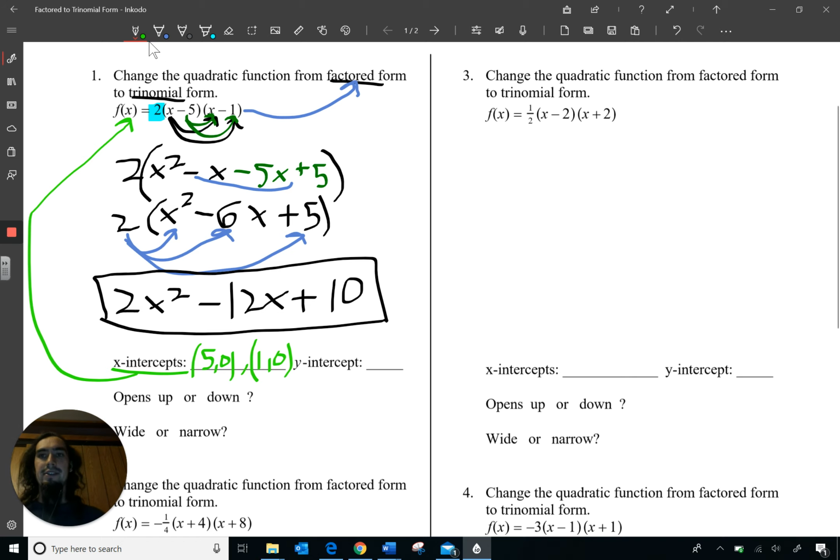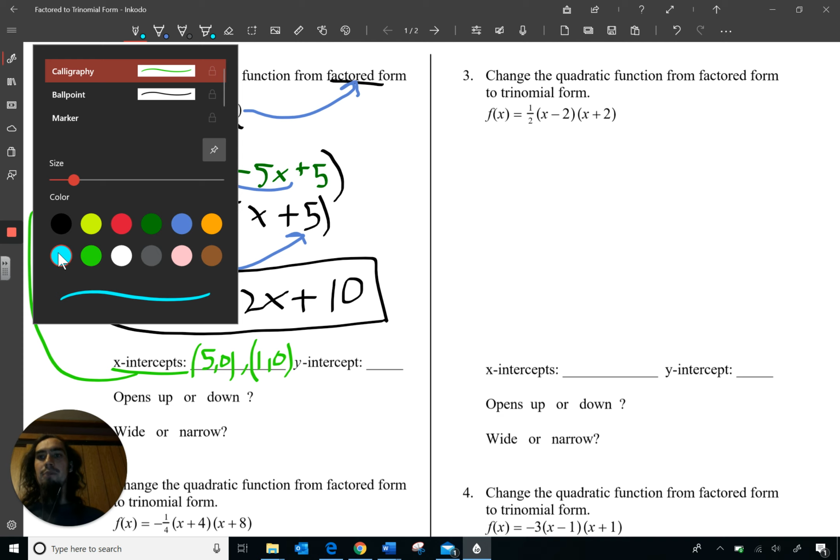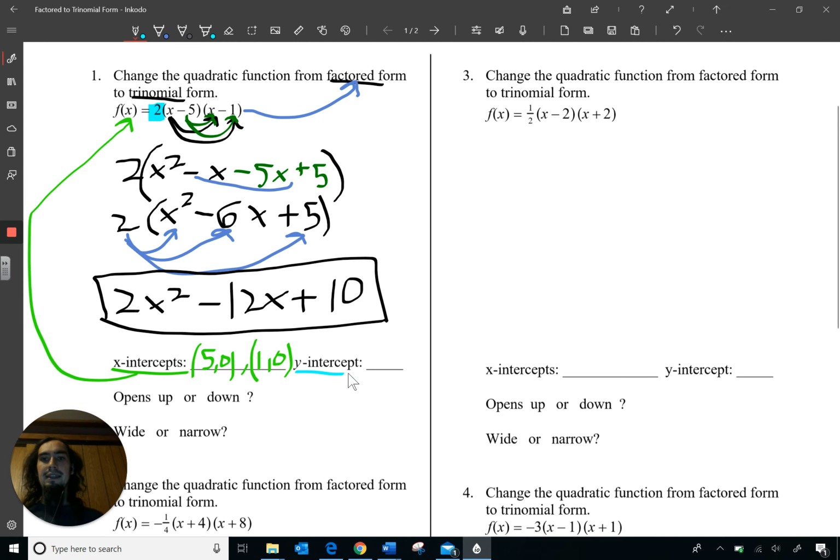Okay, y-intercept. The y-intercept is most easily found in trinomial form. And it's this last value here. And I covered that last week. So that is going to be 10. And if I write it as a coordinate, it's going to be (0, 10). And if you don't remember how I did that, go back to last week's video where I talked about trinomial form. So we've got our x-intercept, easiest from factored form, and I've got my y-intercept, easiest from trinomial form.